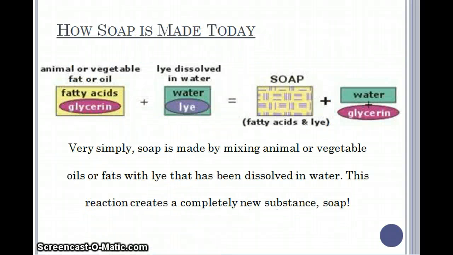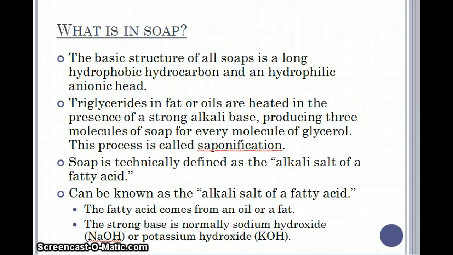You can now see on the screen a simple general formula of how soap is made. Simply, you use an animal or vegetable fat or oil and add lye, which would make soap and water plus glycerin solution. The basic structure of all soaps is a long hydrophobic hydrocarbon, which is a water-fearing hydrocarbon, and a hydrophilic anionic head, which is a water-loving head. Triglycerides and fat or oils are heated in the presence of a strong alkali base, which is normally sodium hydroxide or potassium hydroxide, and this produces 3 molecules of soap for every molecule of glycerol. This is the normal process of saponification.